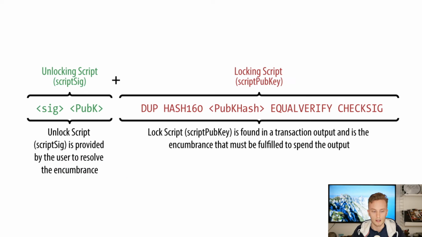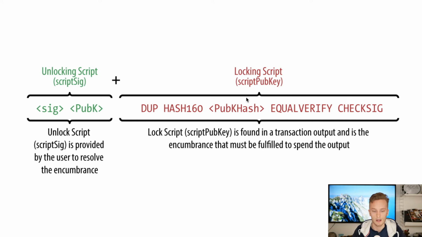Well, we put the scripts together. We merge them together, first putting the unlocking script, then afterwards merging it with the locking script. So it's just one line of first the signature, then the public key, then these functions: dup, hash 160, the pub key hash, which of course was provided when the UTXO was actually created, and then equal verify, check sig.